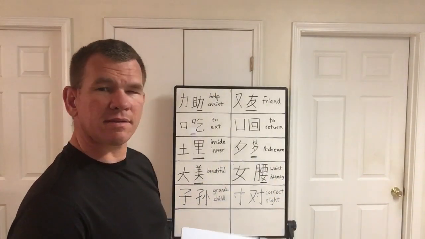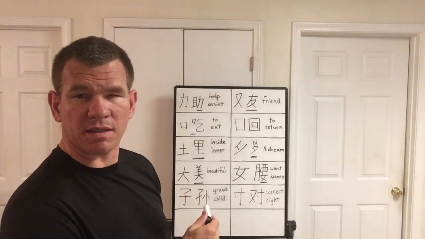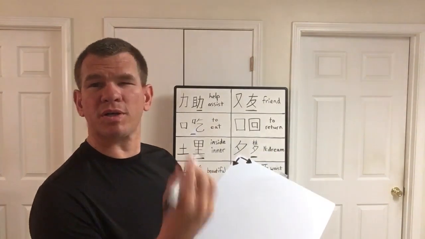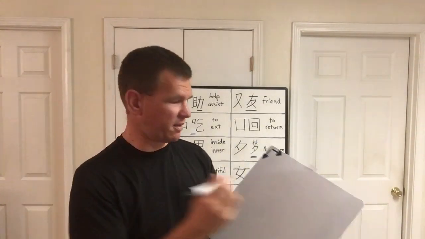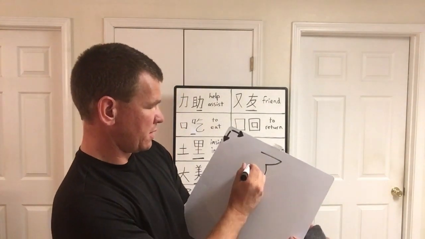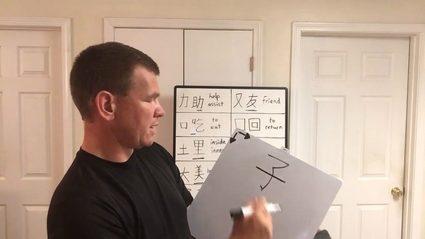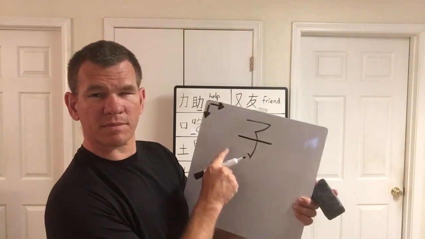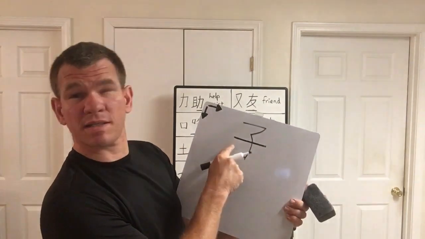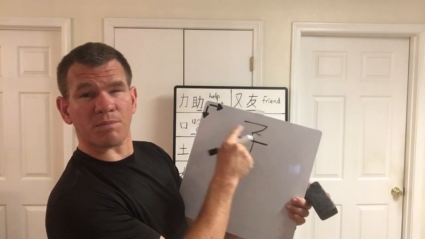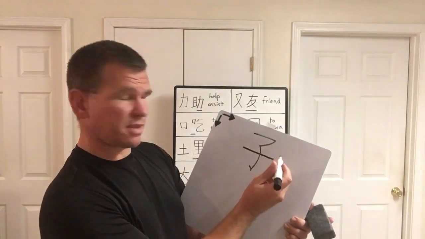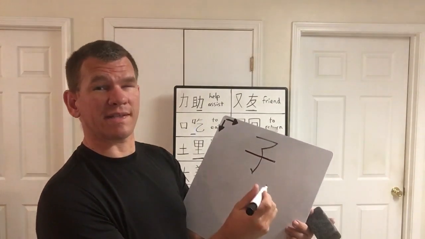Number 9 is sun. It's the character for sun. The person, not the sun in the sky. 1, 2, 3. And this line on the bottom, this horizontal line, is longer than this top part. So that's 3 strokes. This is sun, S-O-N.